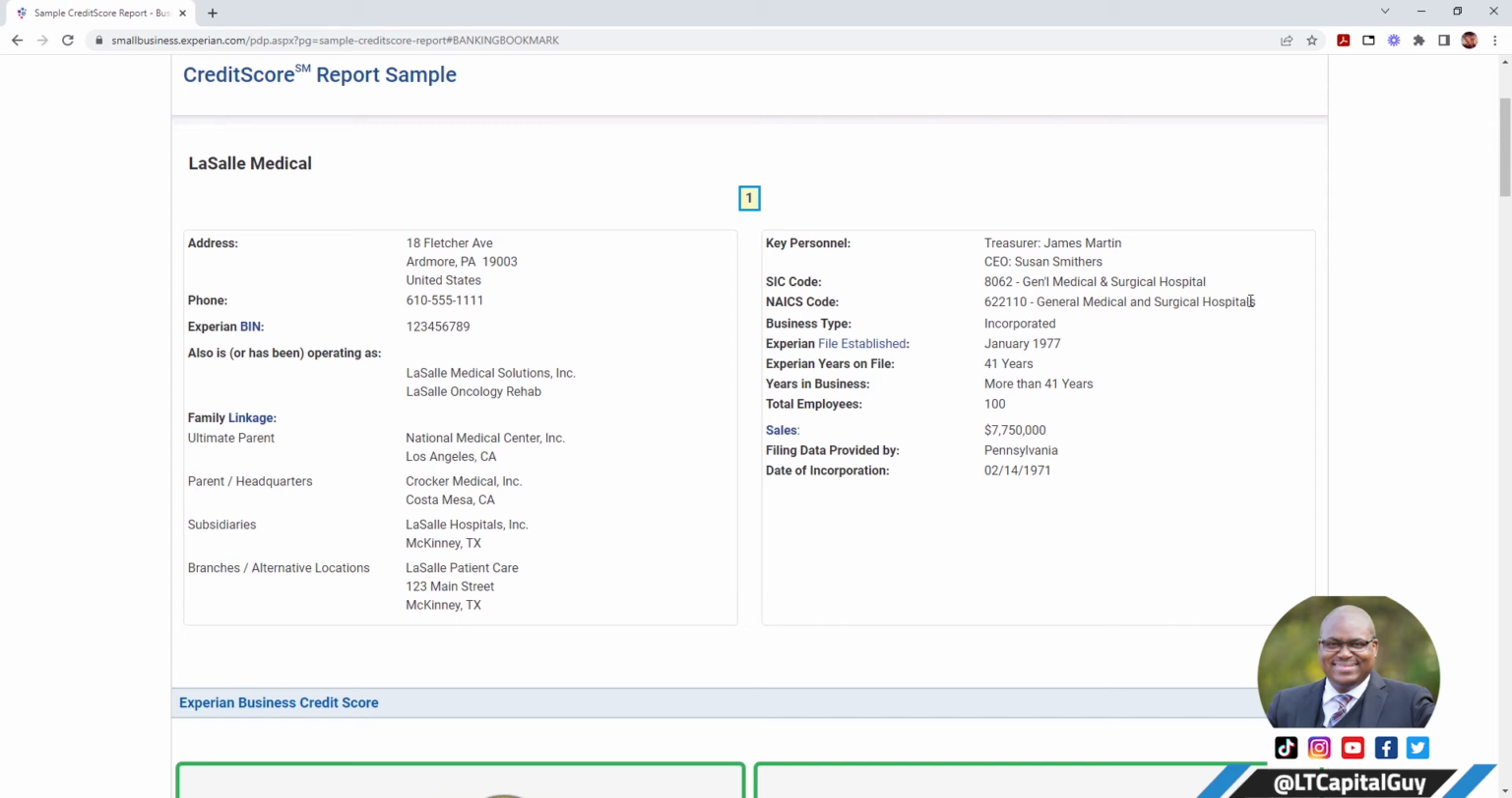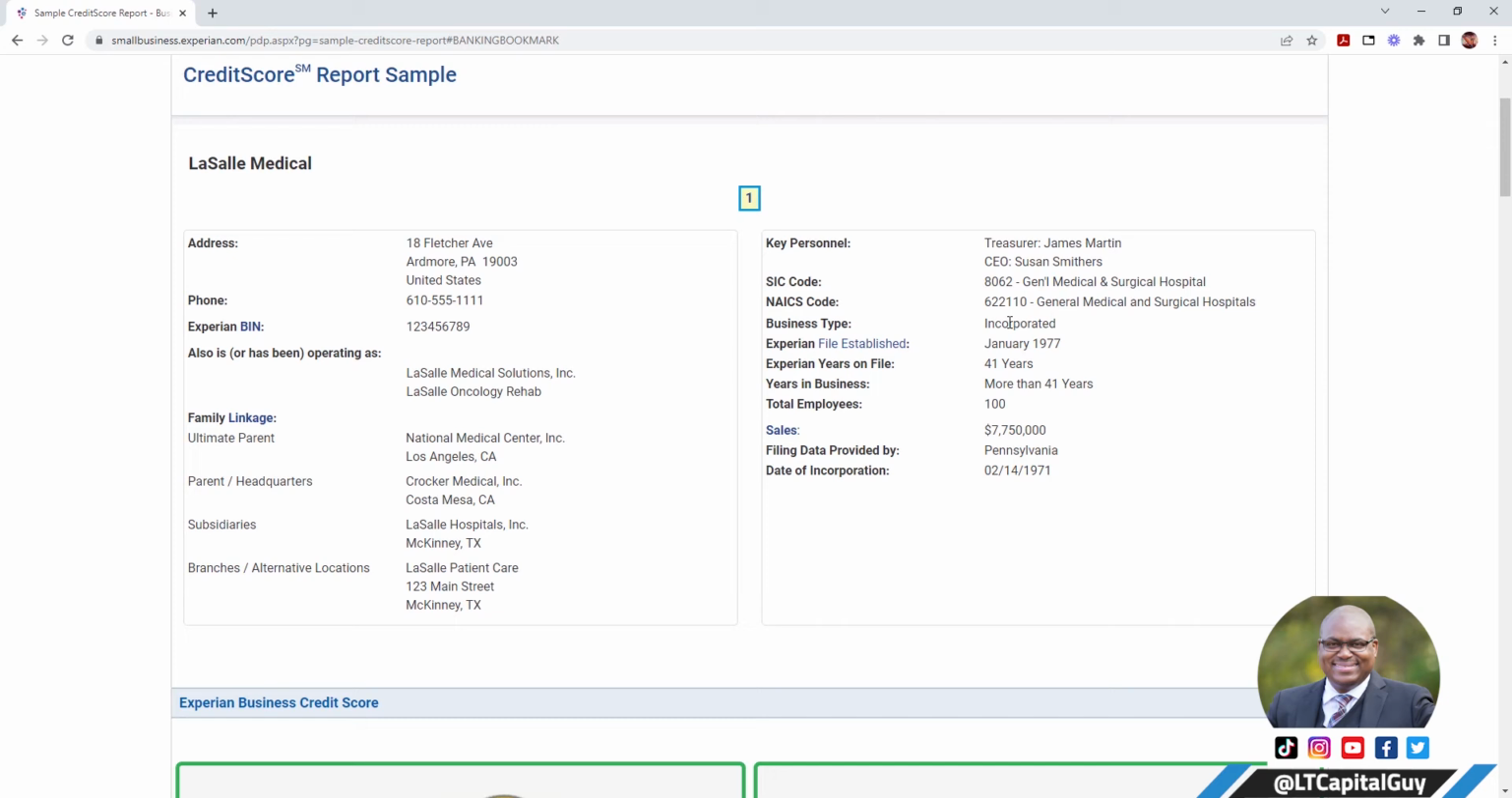You may find between SIC and NAICS, there'll be slight variations in the same type of classification, but just know SIC has its own number system, NAICS has its own number system. And you need to know what your classification is in both systems, what your number is in both systems. Also, your business type, whether you're incorporated, whether you're an LLC, whether you're a sole proprietorship.